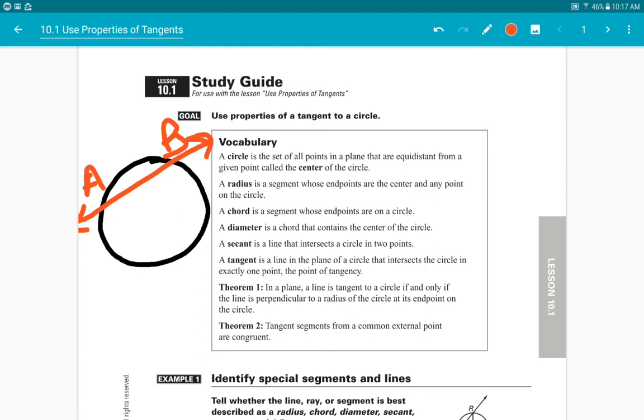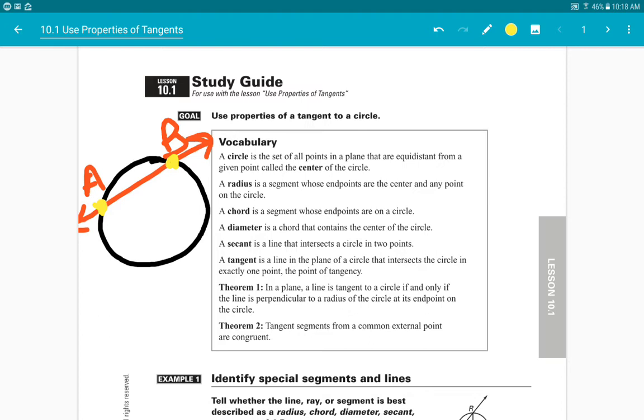However, the secant line contains the chord AB. So the secant line contains the chord, but since the secant is a line and it goes infinitely in both directions, that is what we consider the secant.